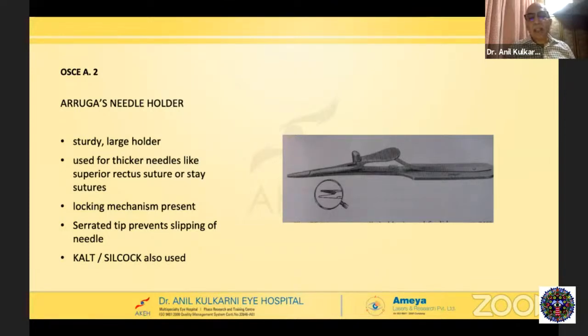A locking mechanism is present in these cases over here. You can see, and there is a serrated tip. So it does not allow the needle to rotate inside. So it doesn't allow it to slip. The other modifications are Castroviejo needle holder and Silcox needle holder. We come down to the next one.